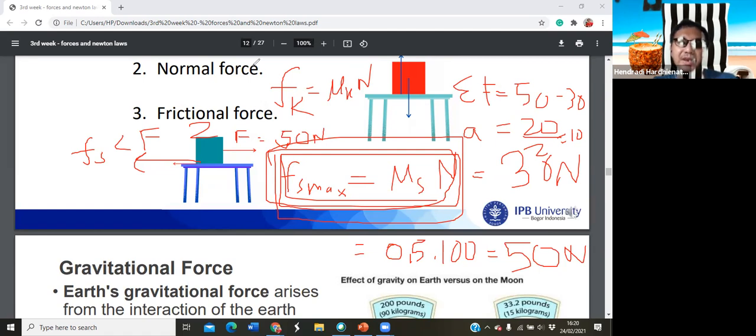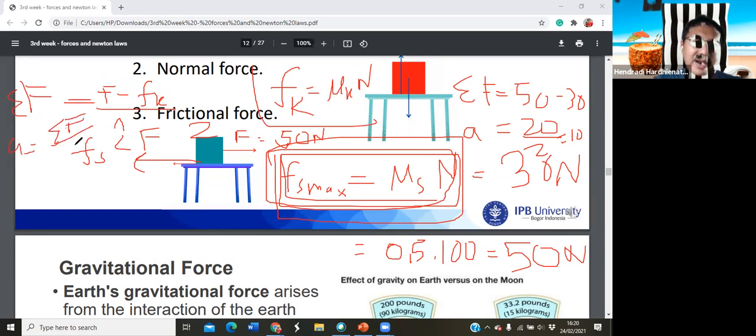After the body moves, we calculate the acceleration: a is equal to F minus the kinetic friction force, divided by the mass. a is sigma F divided by m, and sigma F is F minus f k.